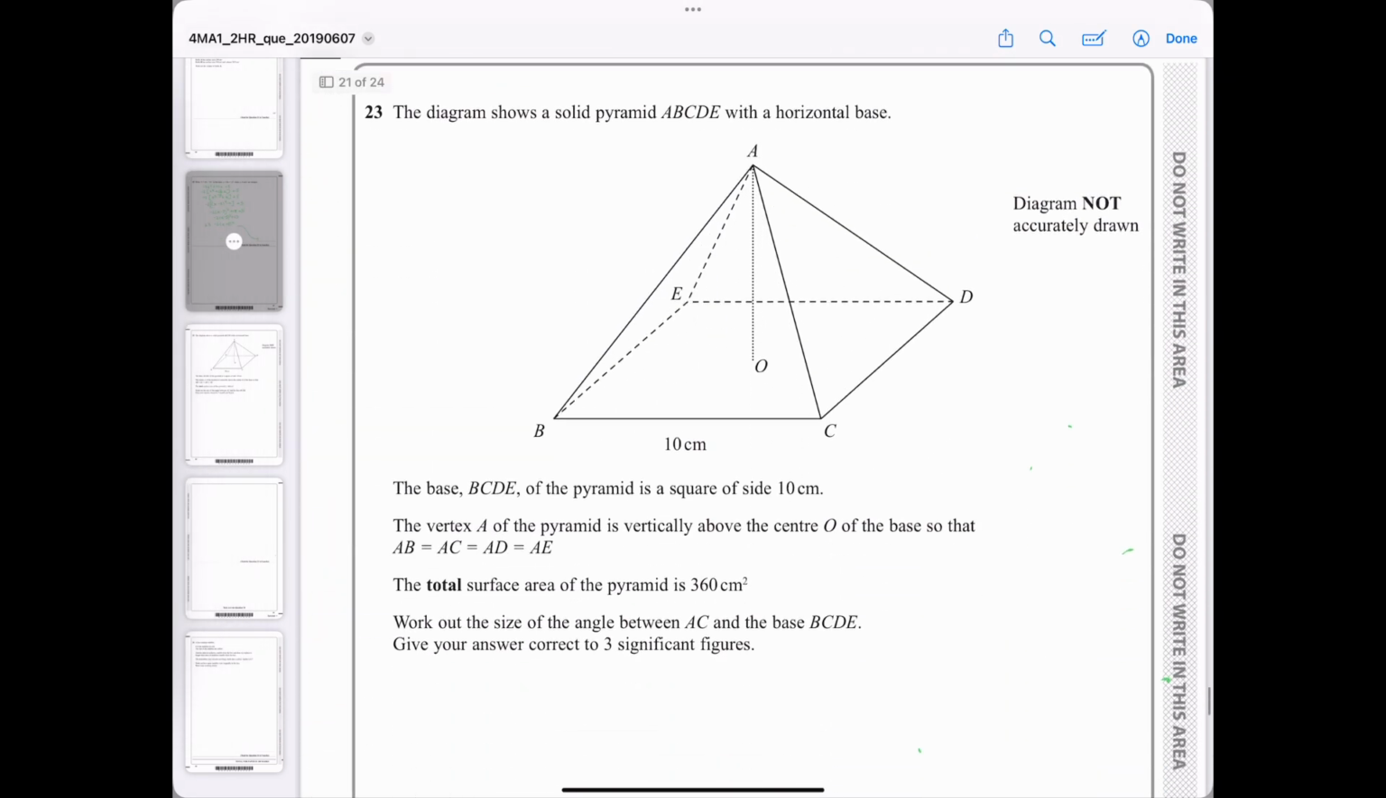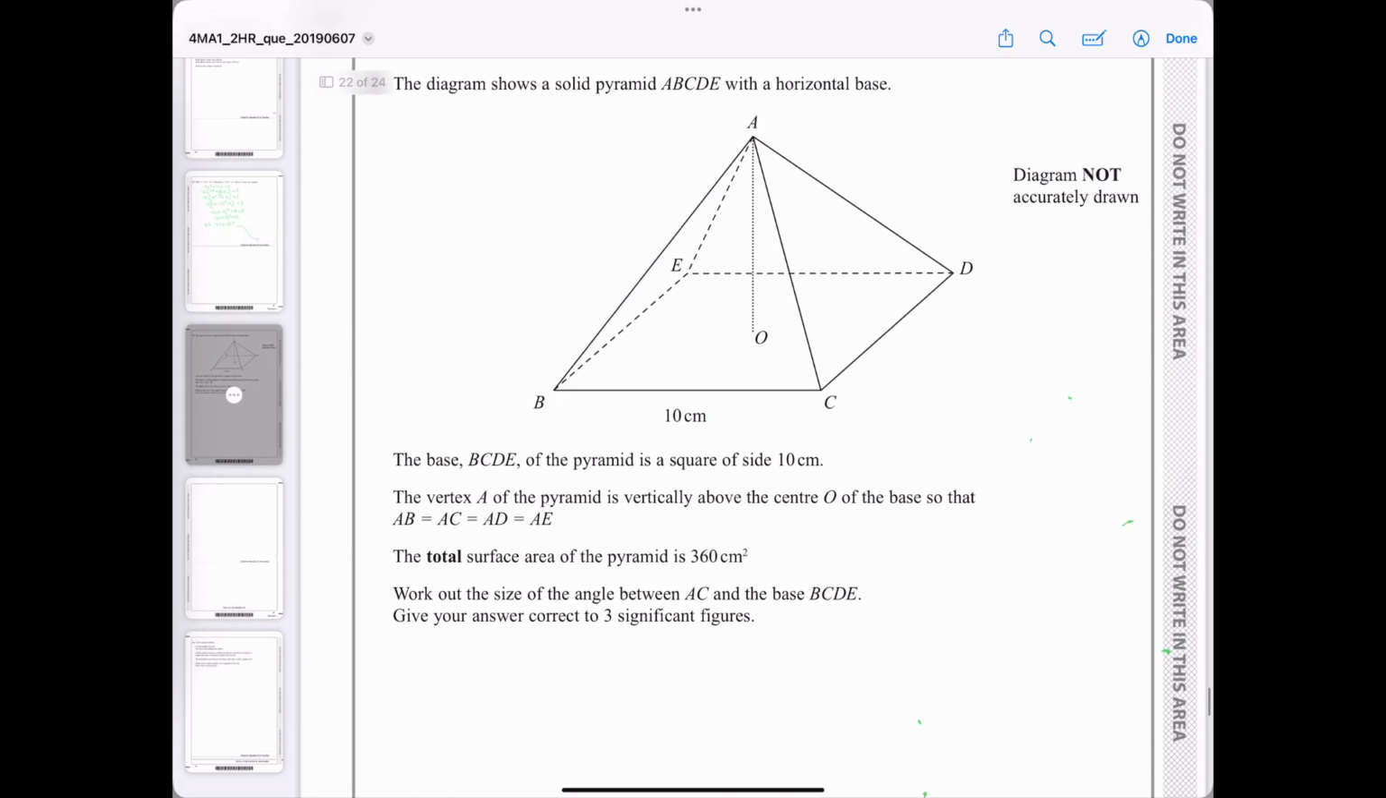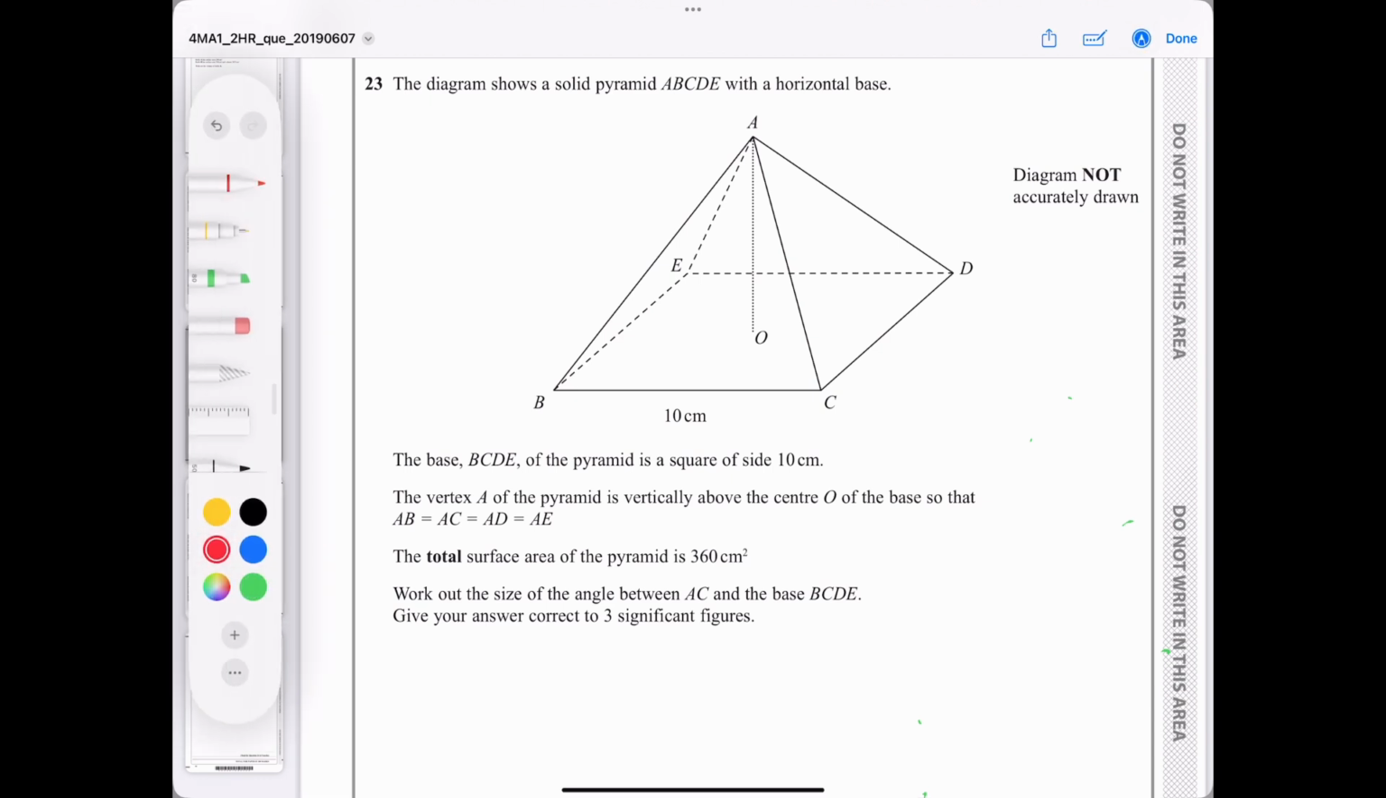Now, I'm going to do this. This is a 6-mark question, and I'm having to do it again because I missed out a stage, because it does require a bit of doing. The base of this pyramid is 10 by 10. The vertex is above the O, and all of those triangles are equal. The total surface area of the pyramid is 360 centimetres squared. Work out the size of the angle between AC and base BCDE.